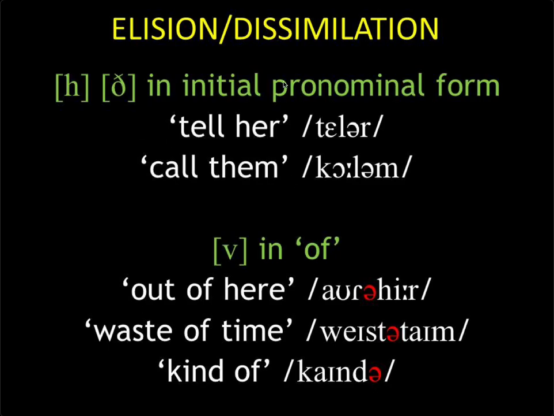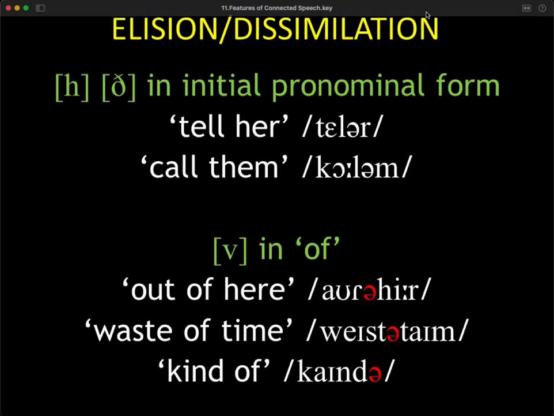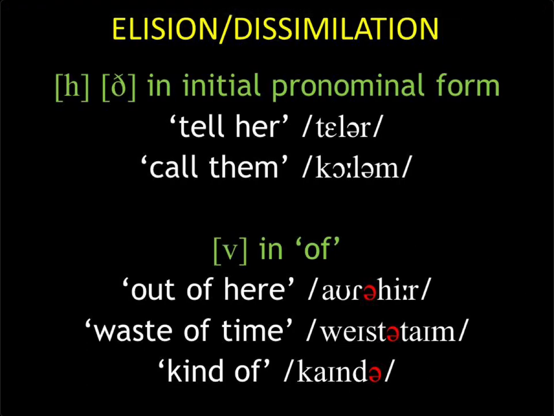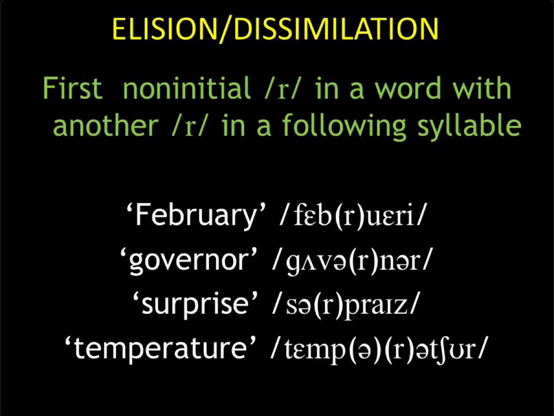And the h, when it's in the beginning of these pronouns, might also be deleted. So tell her in connected speech might become "teller." Call them might become "column." The same thing for the. So out of here might simply become "outta here." You get the tap, and then you lose the v. Waste of time might become "waste a time," and kind of is very frequently pronounced as "kinda."